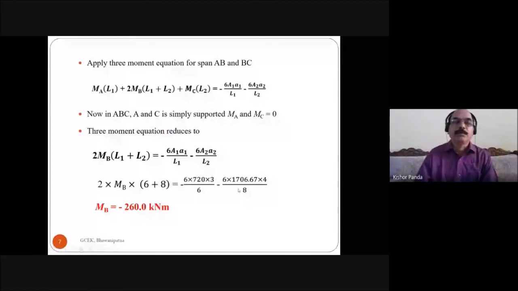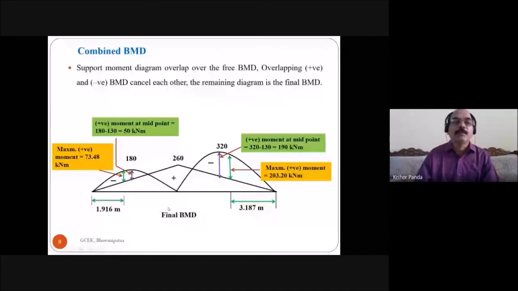So after simplification of this equation, we will get the support moment. M_B is equal to minus 260 kilonewton meter. This is the support moment at the intermediate support B. Then after knowing this moment, you can plot the final bending moment diagram. This total is negative, and this is the free bending moment diagram, so this is positive. These two are positive moment diagrams.